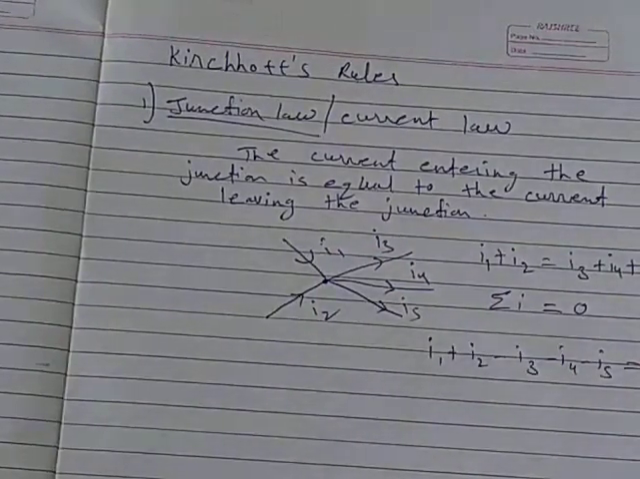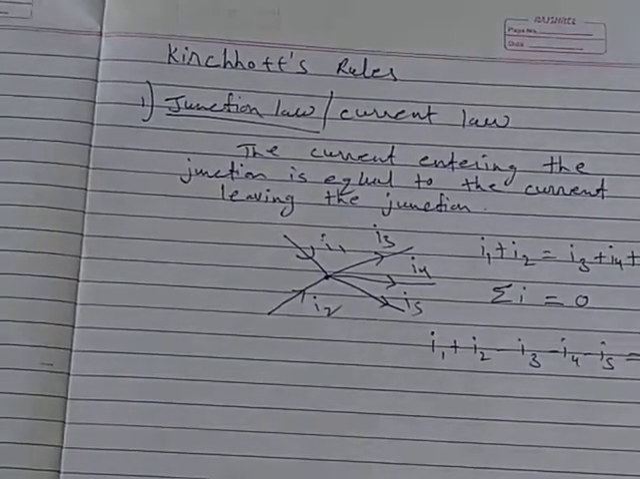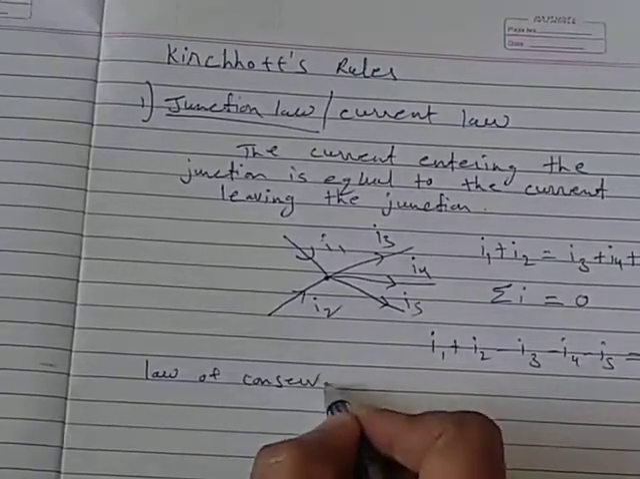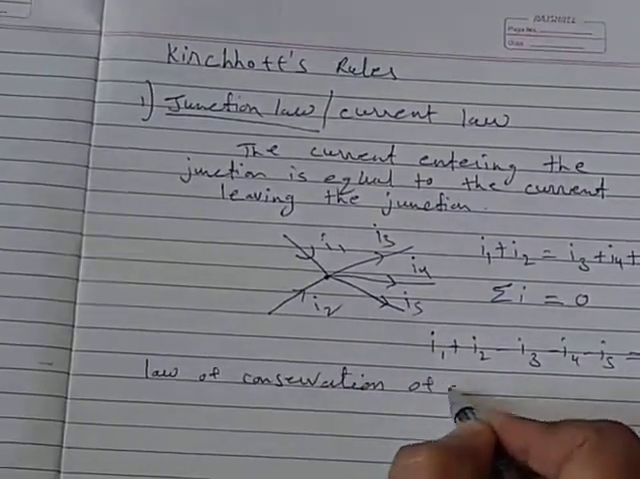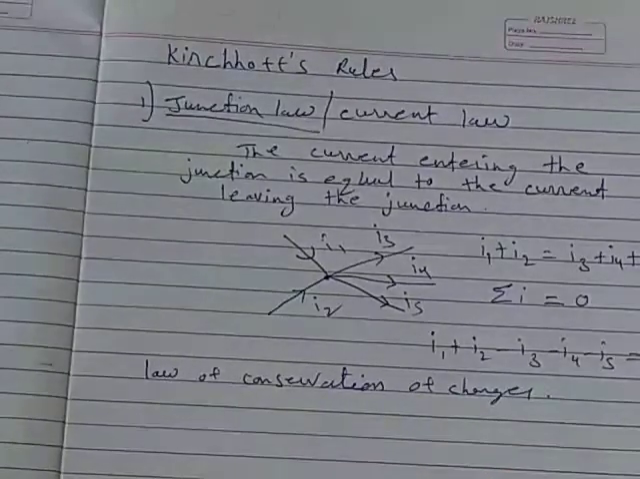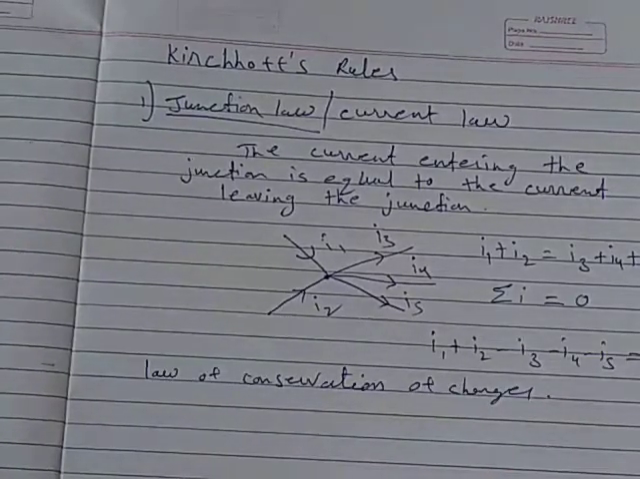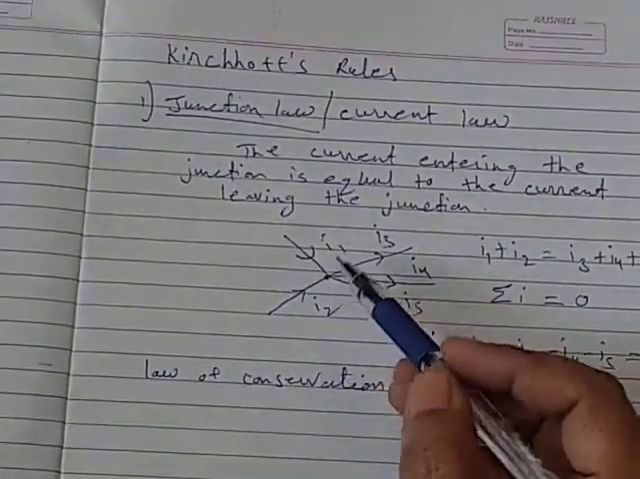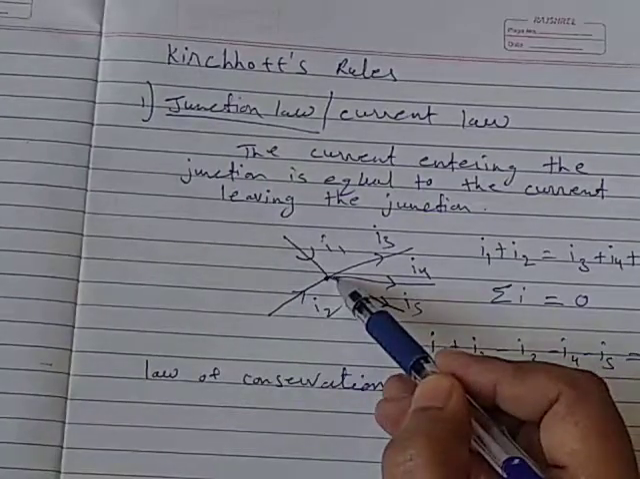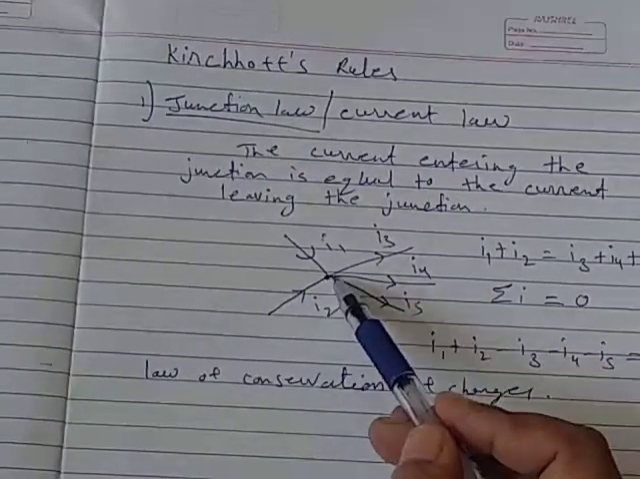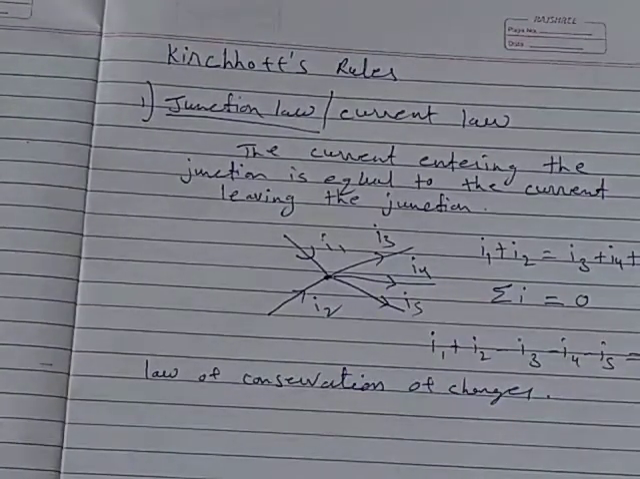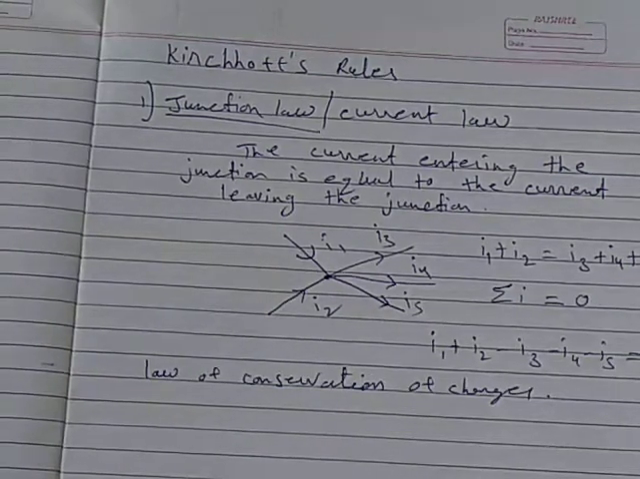This law is based on the law of conservation of charges. Current means the number of charges. The number of charges that come to the junction is equal to the number of charges that leave the junction. There is no loss of charges at the junction. So this is based on the law of conservation of charges, and this is known as the first law.